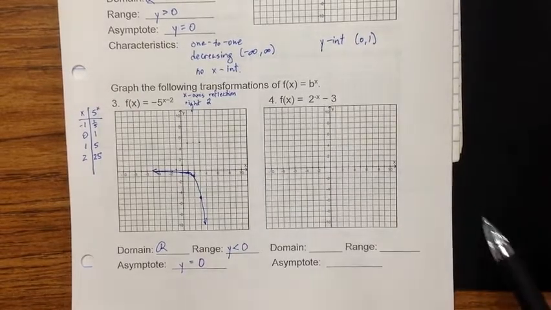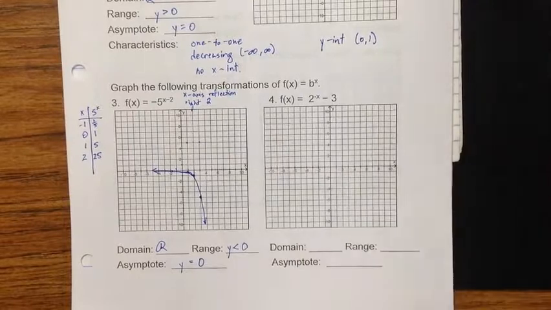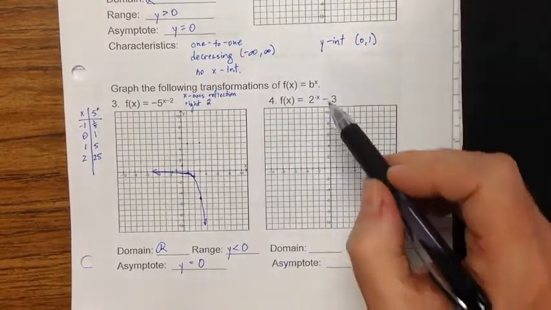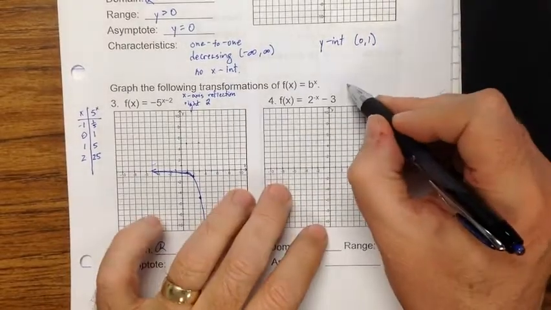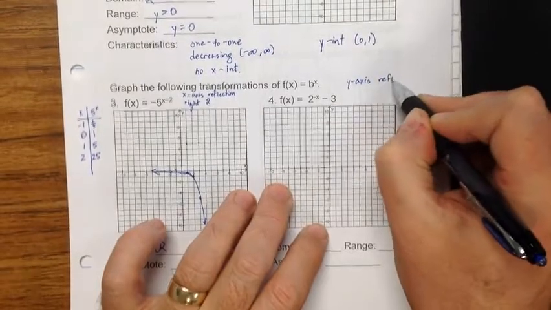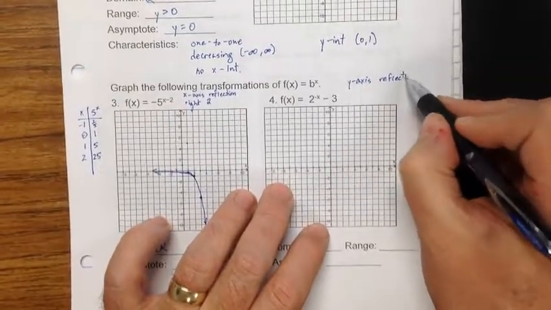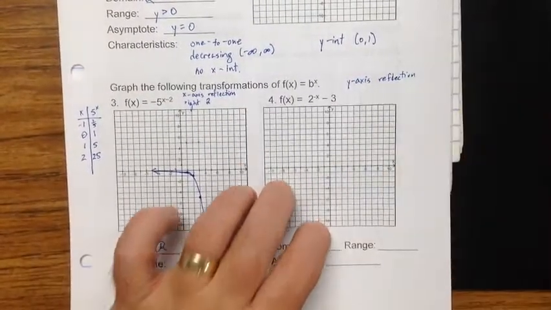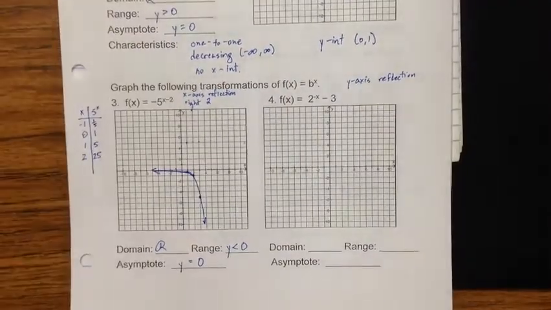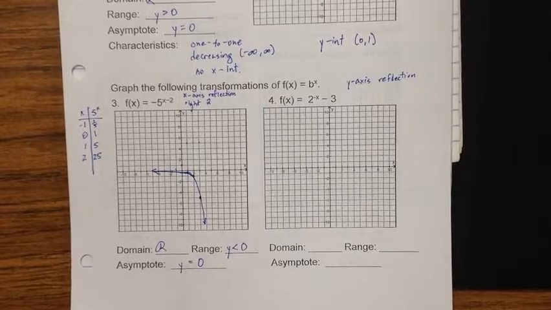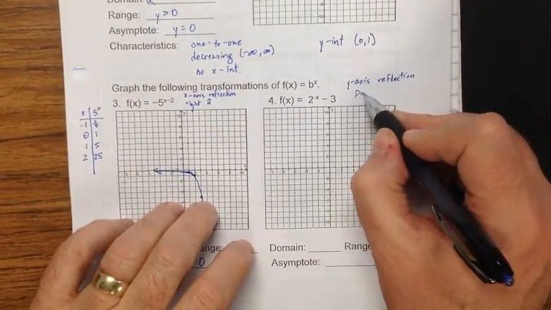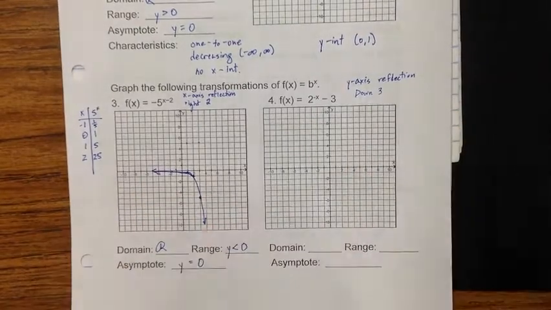Number 4. F of x equals 2 to the negative x power minus 3. So the negative on the x here gives me a y-axis reflection. Sorry about the shaking of the camera there. Hopefully that'll clear up. Got y-axis reflection, and then this minus 3 is going to shift everything down 3 spots.